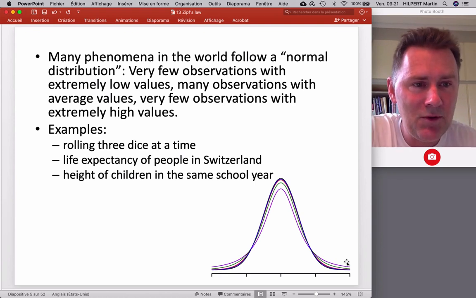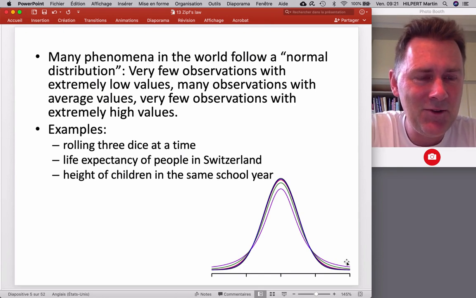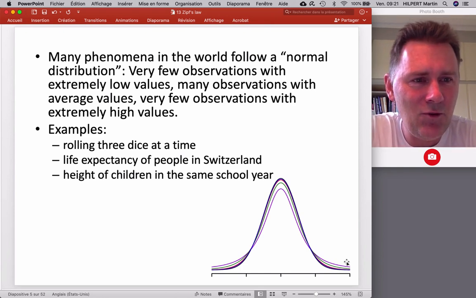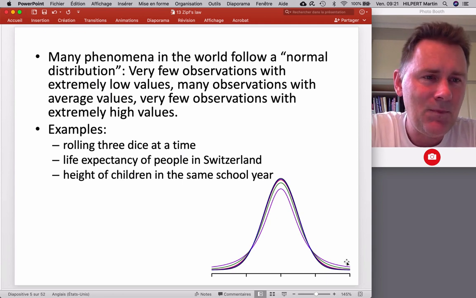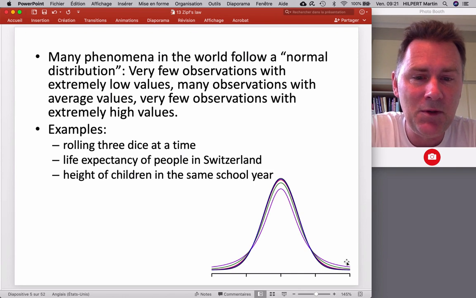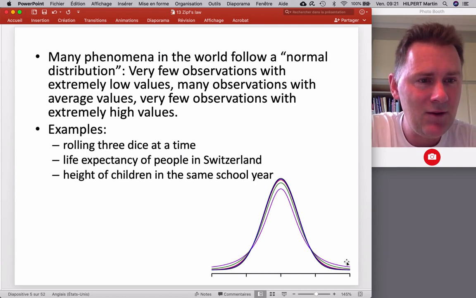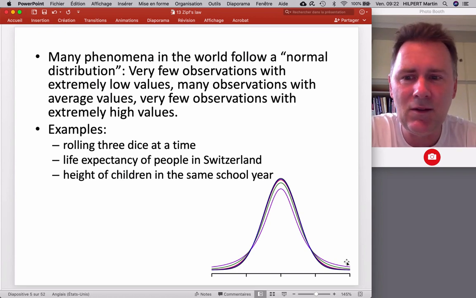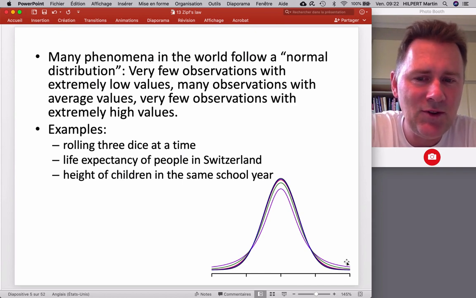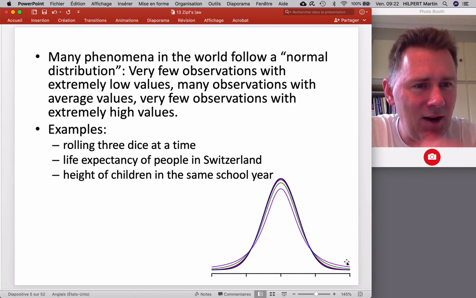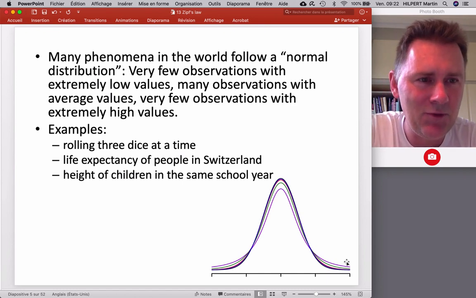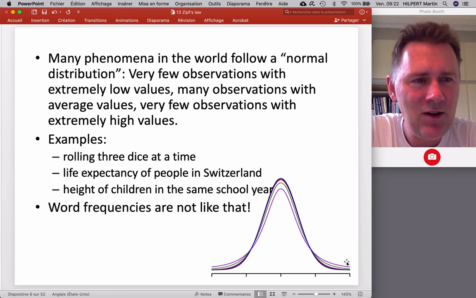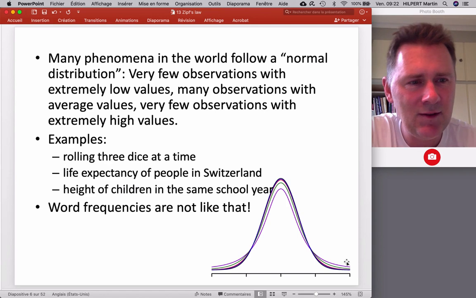Okay, so that is a normal distribution. You can try it at home. Yeah, if you have a couple hours to kill, roll 3 dice, take the numbers, and see if you can draw a bell curve from your results. Okay, something completely different. Life expectancy of people in a country such as Switzerland. Yeah, so some people live for a very long time. Others are not so lucky, but most of us are somewhere in between. There's a central tendency. And then I mentioned the example of height of ordinary people, people that you know or take children in the same school year. Time and time again, you get a nice bell-shaped curve. Now, word frequencies are not like that. Word frequencies behave in a drastically different way.